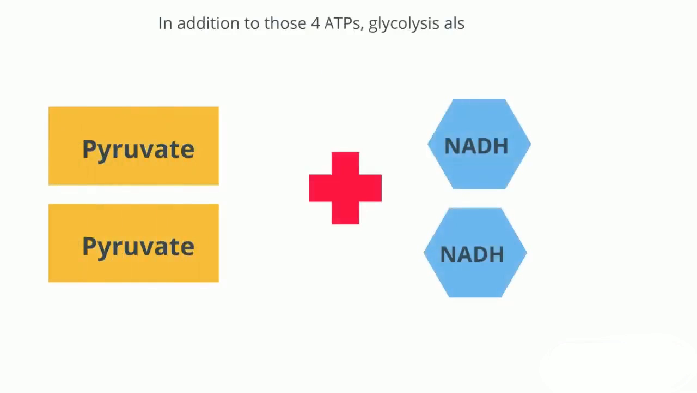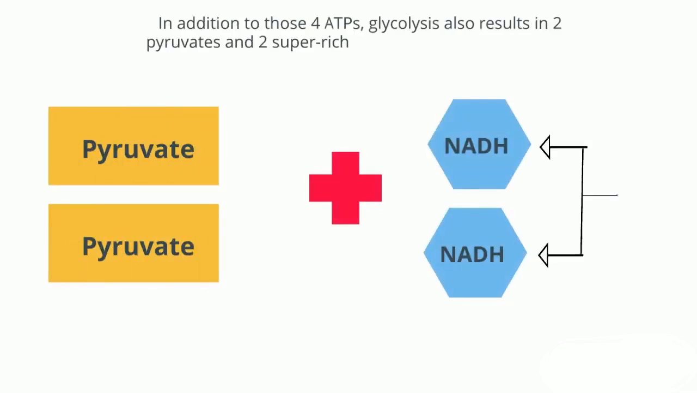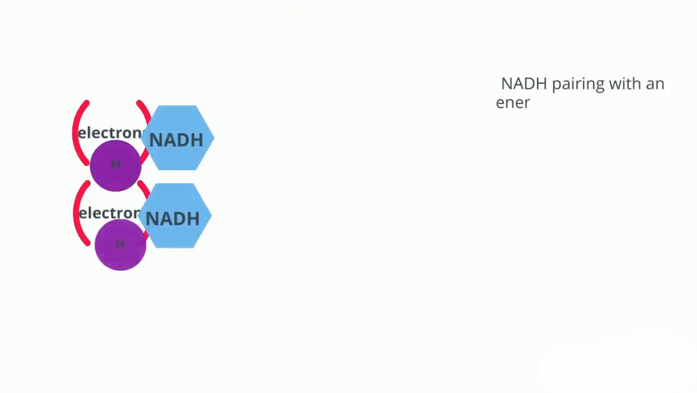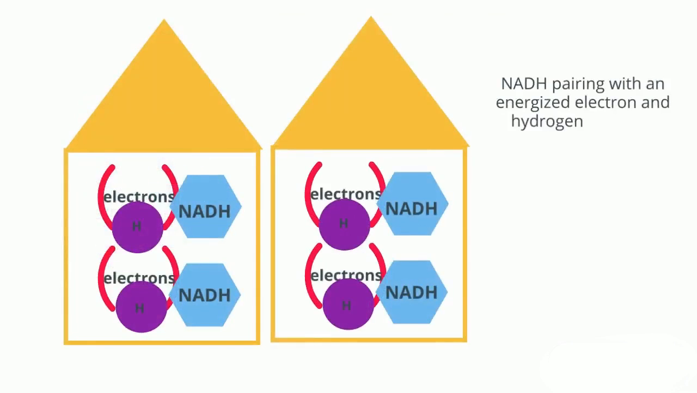In addition, glycolysis also results in 2 pyruvates and 2 super energy-rich morsels called NADH, which is sort of like the child of a B vitamin called NAD+. Now, when paired with energized electrons and hydrogen, it creates a storehouse of energy that will later be tapped into making ATP.